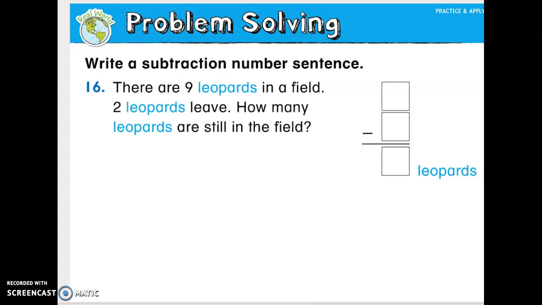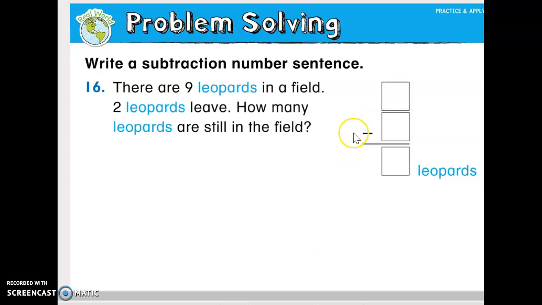Okay, number 16. We're going to write a subtraction number sentence. And this time we're going to do that vertical one. So let's read. There are 9 leopards in a field. 2 leopards leave. How many leopards are still in the field? So we're going to start over here with choosing our, I'm going to get the bigger tool because it's easier for me to write. 9 is what we start with. 2 is what we're going to subtract.